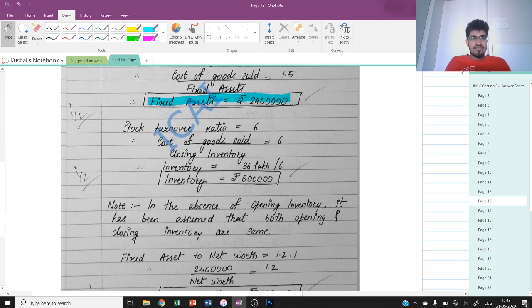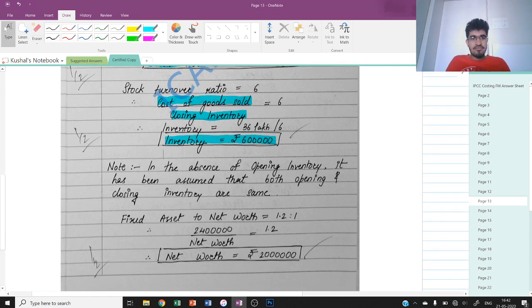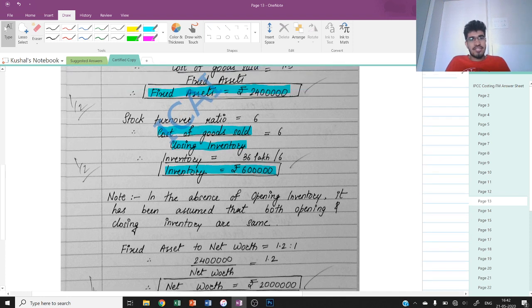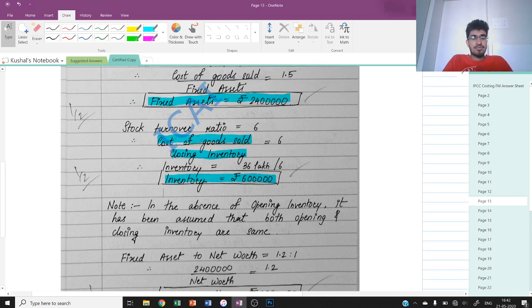The stock turnover ratio is given as 6. Stock turnover ratio is what? Cost of goods sold upon closing inventory, which is 6. You have the cost of goods sold, therefore you can get the closing inventory by dividing the cost of goods sold by the stock turnover ratio, which is 36 lakhs upon 6 to get the final amount of rupees 6 lakhs. Okay, I have written a note over here. In the absence of opening inventory, it has been assumed that both opening and closing inventory are same, because stock turnover ratio uses average inventory in the denominator, if you remember, and average inventory is what? Opening inventory plus closing inventory whole upon 2. Assuming that the opening and closing inventory are same, the average inventory is also going to remain the same.